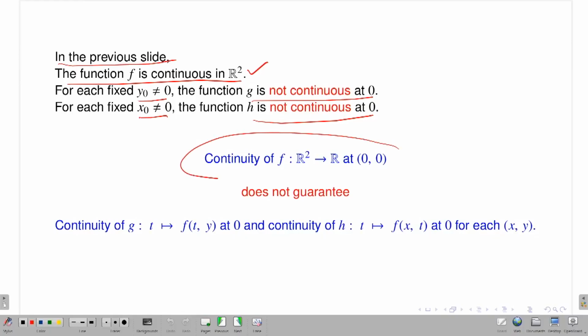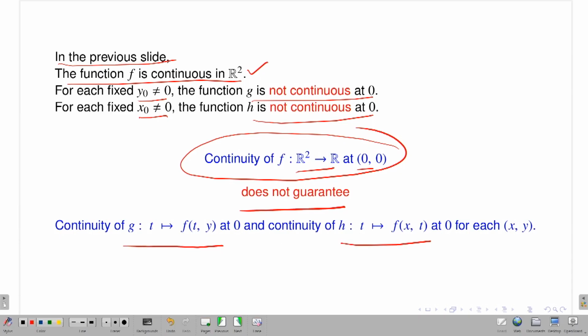So what is the moral? The moral is that I have just proved the continuity of f from R2 to R at (0, 0), and this does not guarantee the continuity of g at 0 and the continuity of h at 0. That is very important. So that means I have two sets of examples.